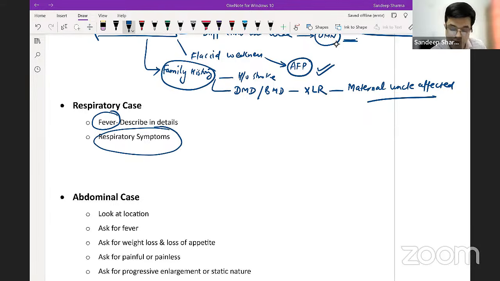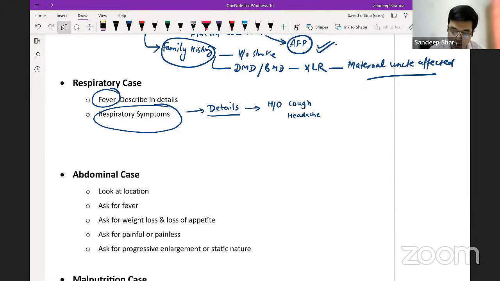And respiratory symptoms, whenever you ask for, go into the details of the patient. When you ask about respiratory symptoms, what are the things you will ask for? You will ask for history of any cough. You will ask for history of any headache, because sinusitis can lead to headache in the patient. You will ask for any nasal block or nasal discharge.